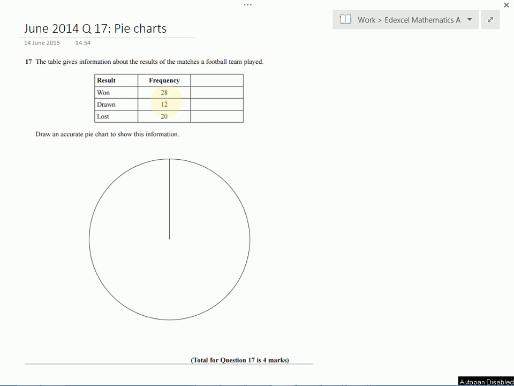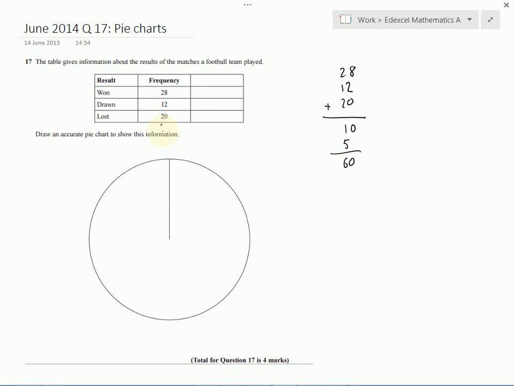Okay, so first of all we need to know how many games in total they've played, so we need to add up each of our numbers here. So 28 times they've won, 12 times they've drawn, and 20 times they've lost. If we add them all up together, 8 plus 2 plus 0 is 10, and then 2 plus 1 plus 2 is 5. So add those together and we get 60.